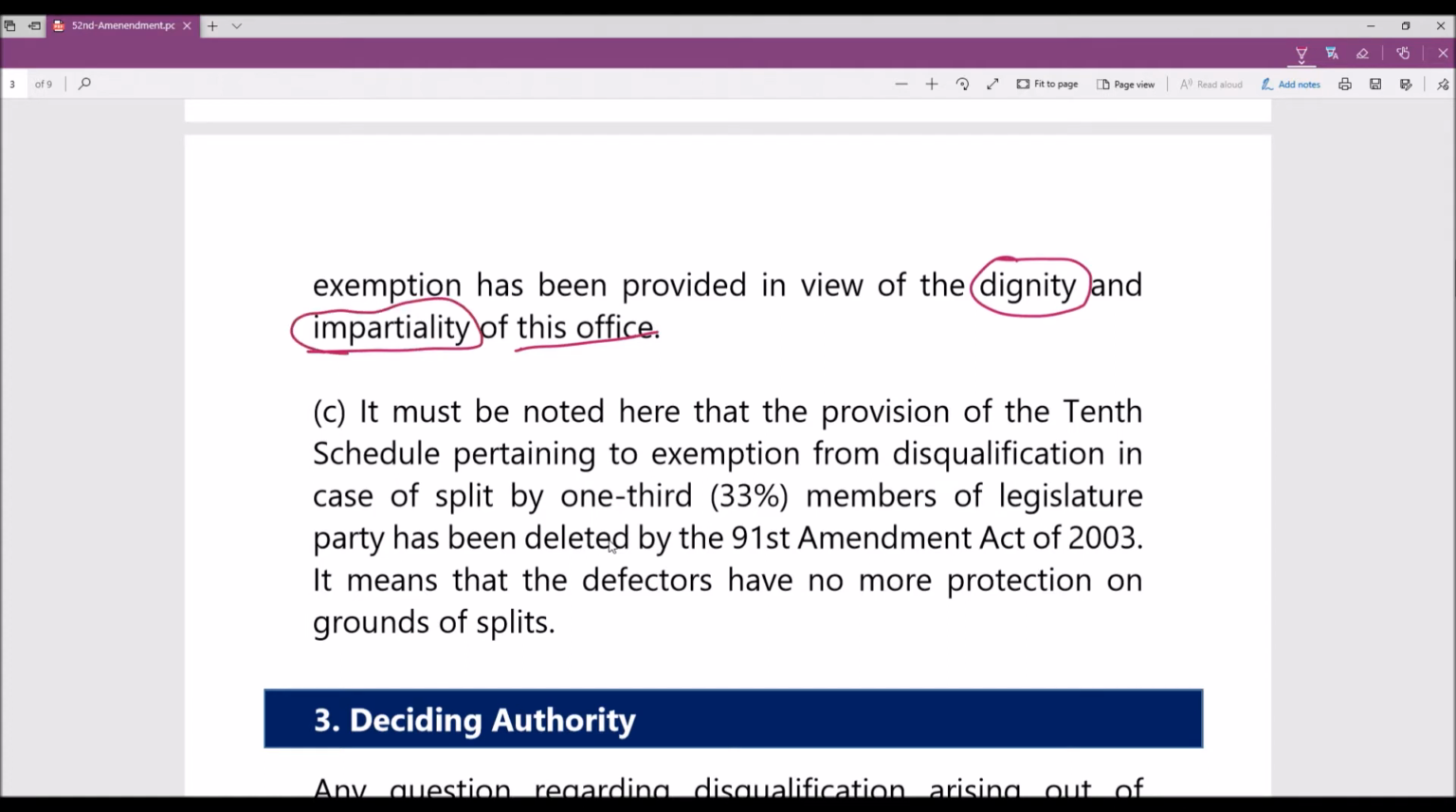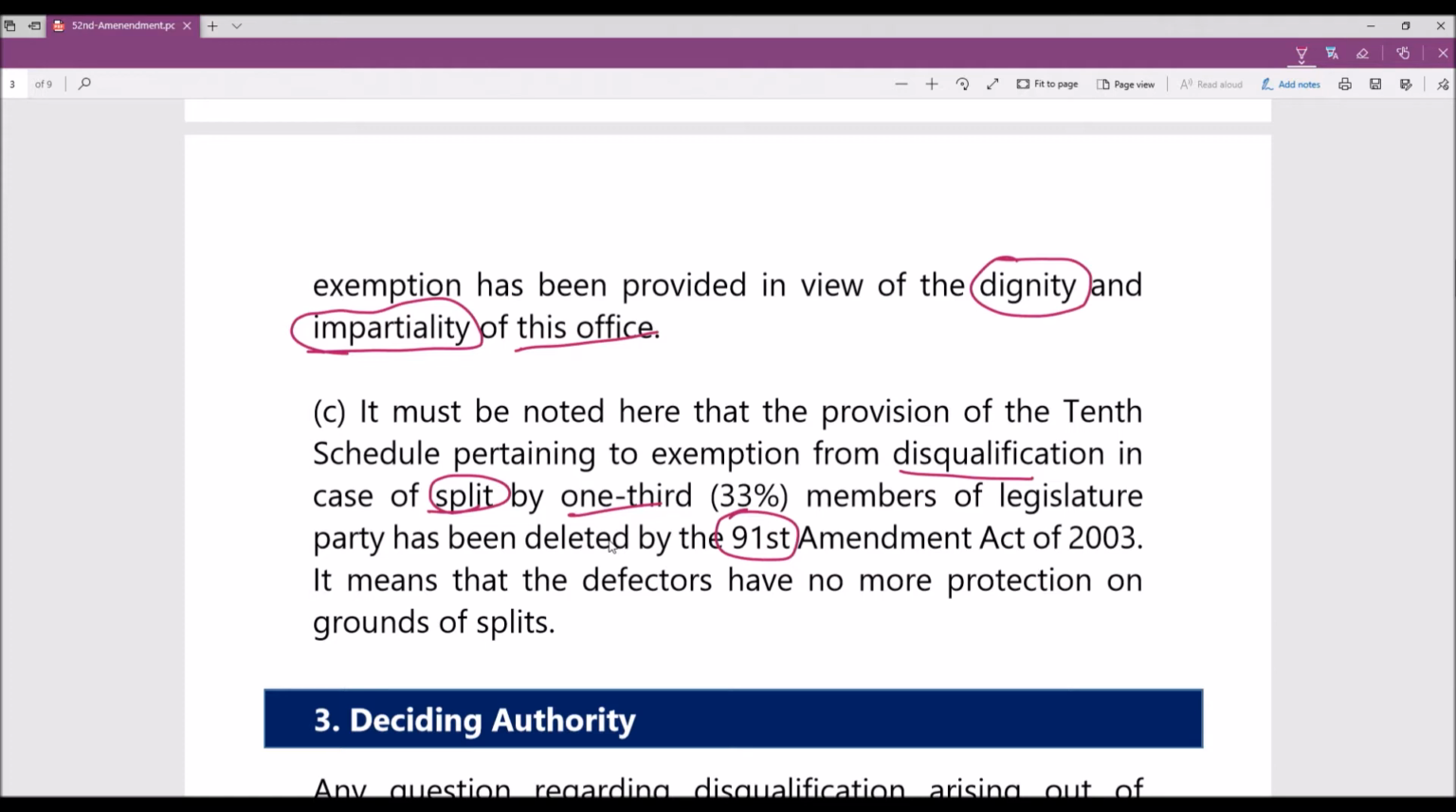It must be noted here that the provisions of the 10th Schedule exempting disqualification were of two kinds: one is split, another is merger. In a split, if 1/3, like 33% of members, say okay, we will split from our original party and do whatever we want. There was such a provision, but it was deleted by the 91st Amendment Act. So currently only merger is applicable, split is not.